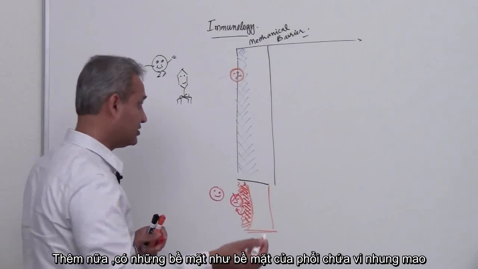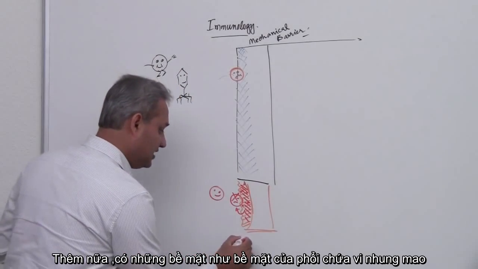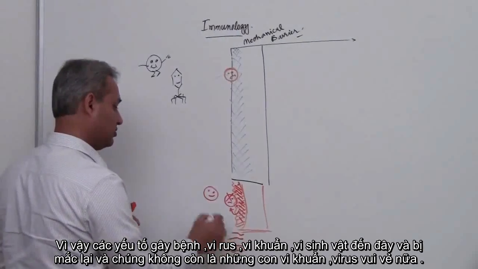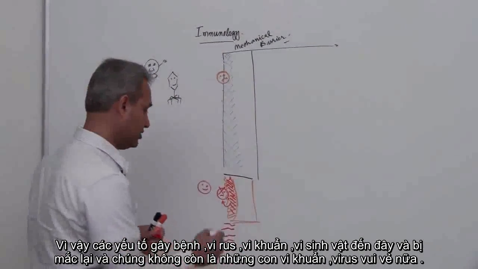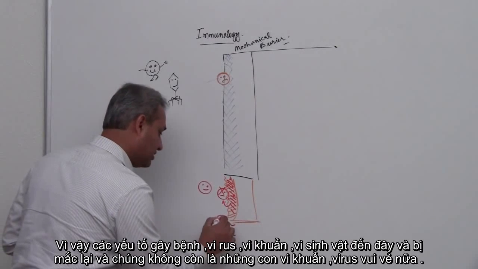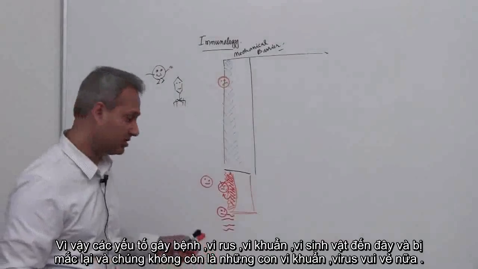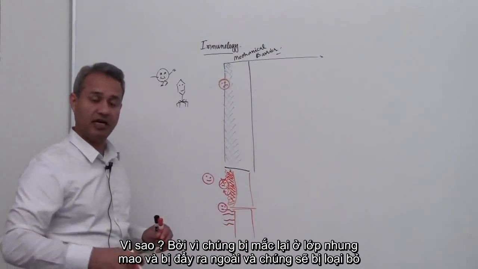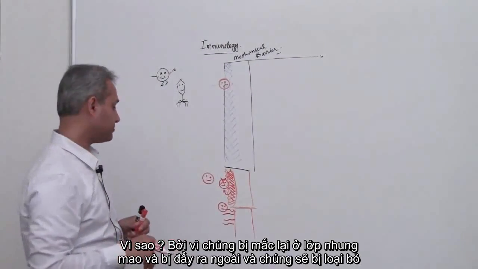Plus there are surfaces, for example the lung or pulmonary surface, which has cilia on it. So these pathogens, these viruses, bacteria, microorganisms, they come and they get stuck in these. So this is also not a very happy bacterium or virus. Why? Because it got stuck in the ciliary surface, and now the cilia are going to propel it up and then it would be removed.